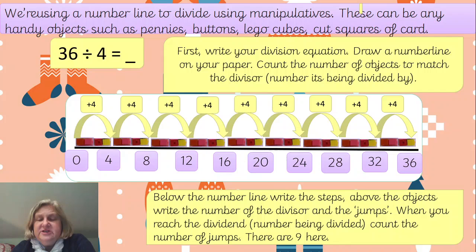So when we reach 36, we stop, and then we count up the jumps that we've made. 1, 2, 3, 4, 5, 6, 7, 8, 9 jumps. So 9 groups of 4 equals 36.